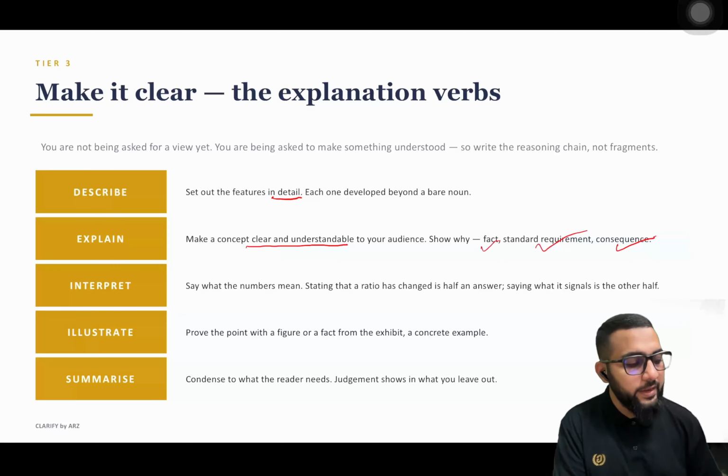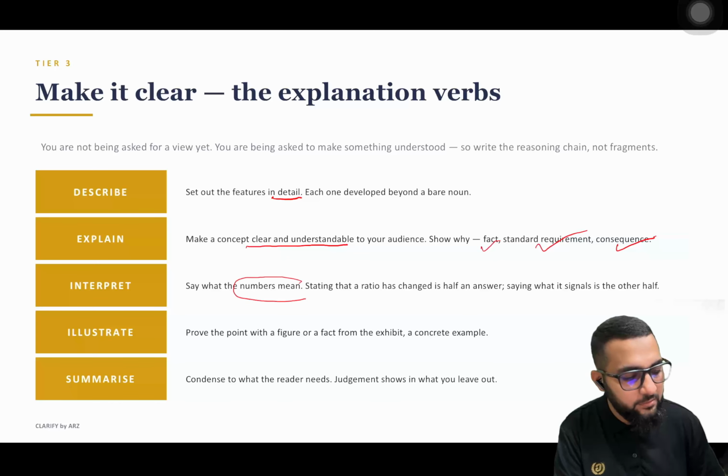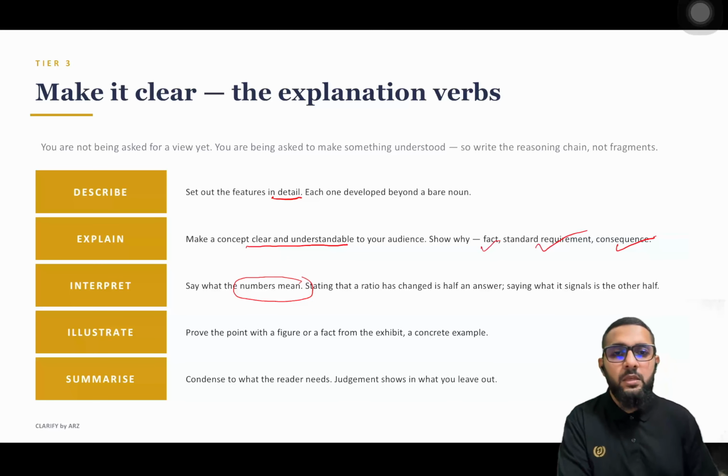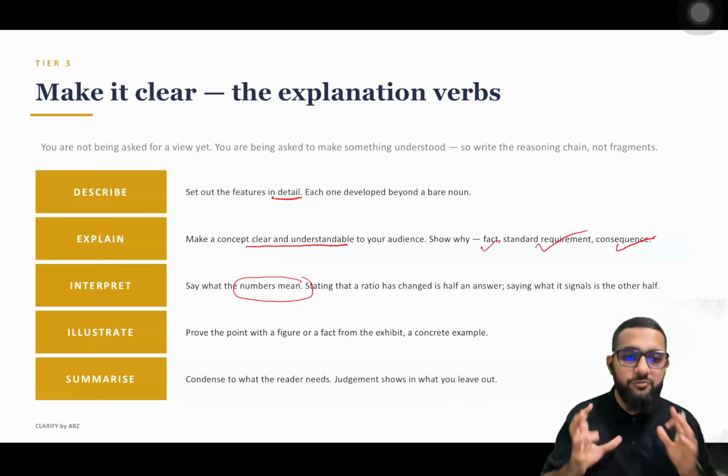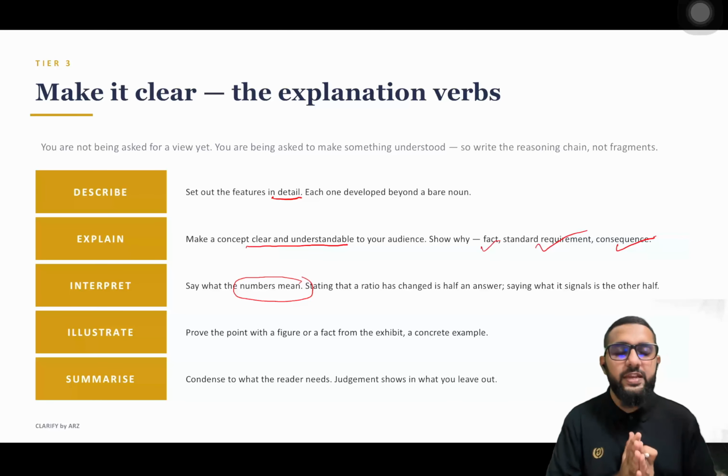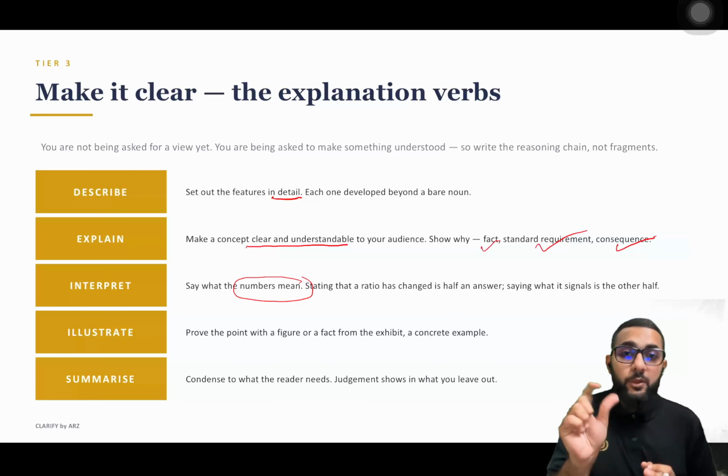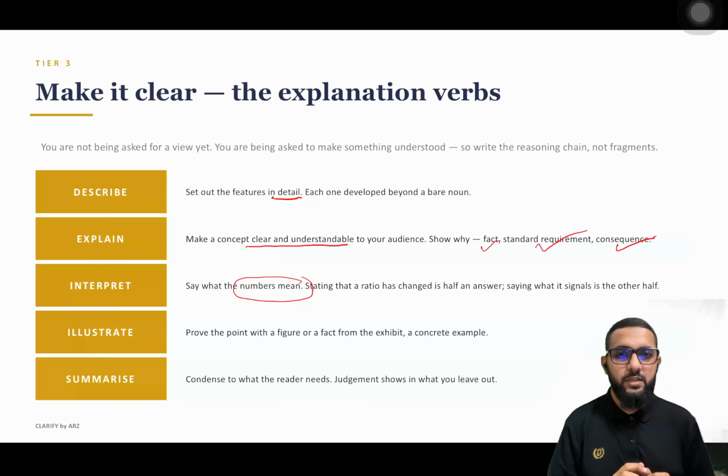Then interpret, say what the numbers mean. In interpret, you are required to tell what the numbers mean. Now, when you talk about a ratio in an analysis of financial statements, you can tell that the current ratio has changed, or the quick ratio has changed. So you're just saying that.